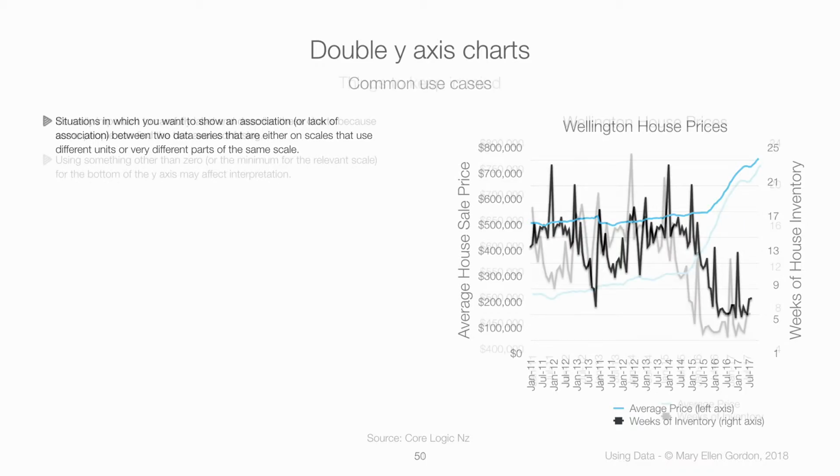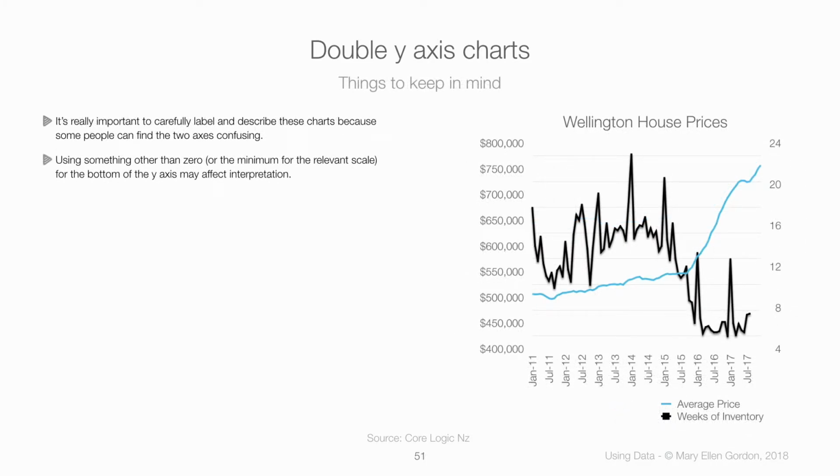this type of chart. Once again, as we've seen before, using anything other than 0 for a quantitative axis can create confusion. So again, by shrinking the range of this axis to 400,000 to 800,000 as opposed to 0 to 800,000 just makes both of the trends in terms of the drop in weeks of inventory and also the average house price look that much more extreme.